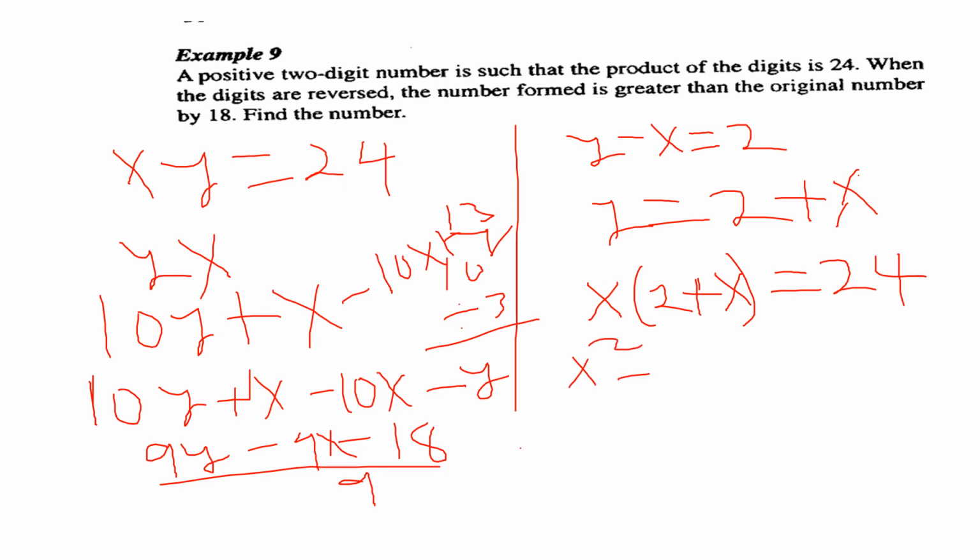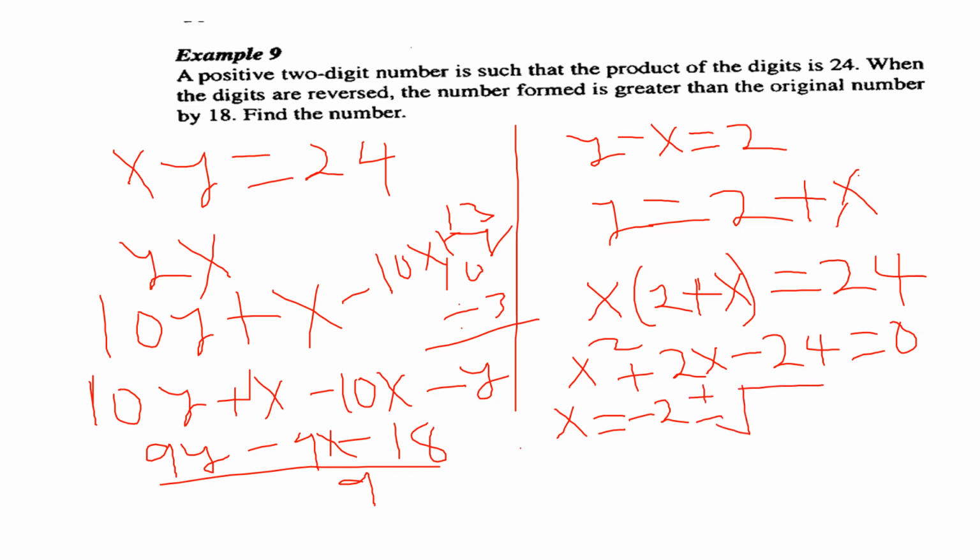Then we can divide all through by 9, so that we have y minus x is equal to 2, and then we can call that our equation 2.